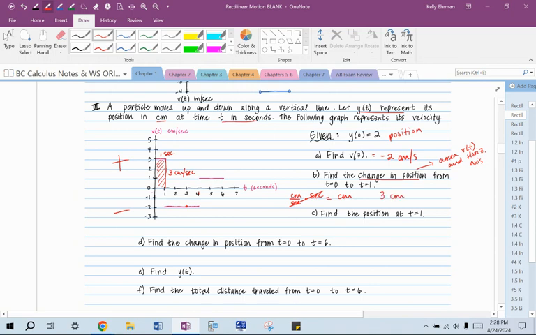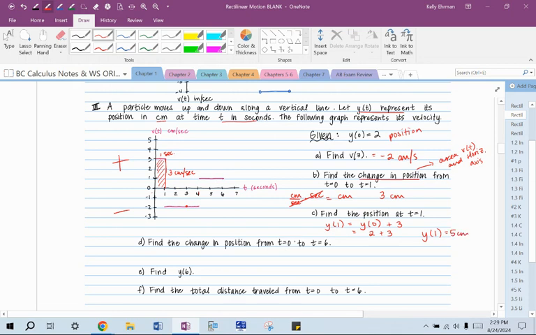And because I know the change in position and I know the starting position, I can find the position at 1. y of 1 is equal to the starting position, y of 0, plus this change in position from 0 to 1 second, so plus 3. y of 0 is 2, plus 3. So y of 1, the position at 1, is equal to 5 centimeters.